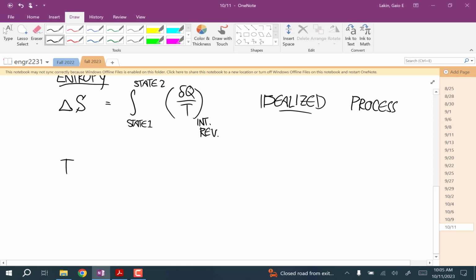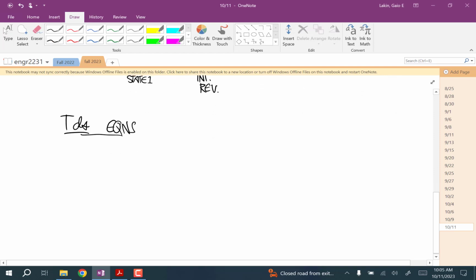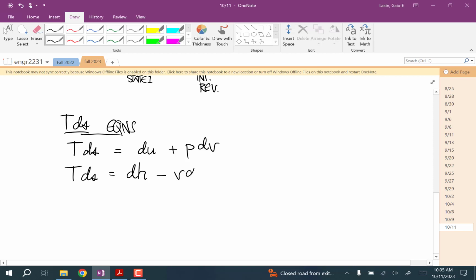And then we talked about the TdS equations. So the TdS equations, there's two of them. You usually use one or the other, just depending on what variables you're looking for and what you know. So the first one says T ds, that's little s, that's the specific entropy, is equal to du plus p dv. And the second one says T ds is equal to dh minus v dp.